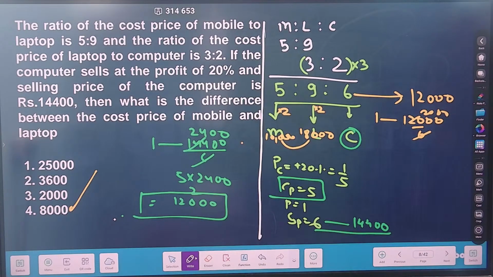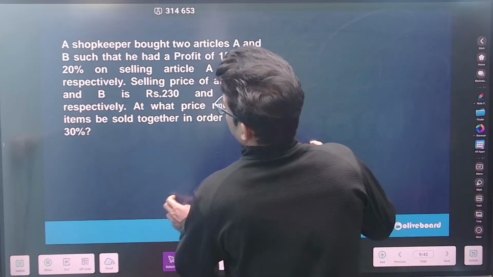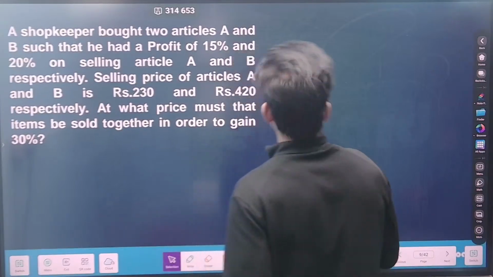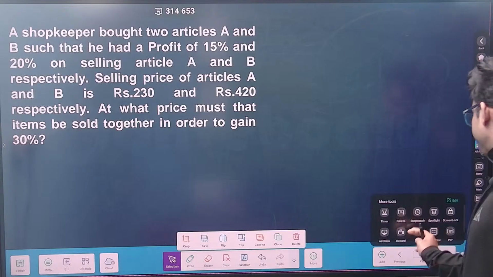I hope you have understood the logic. These are good questions, I would say, everyone. Let's try another question. Come on, try this. Let me give you the timer.